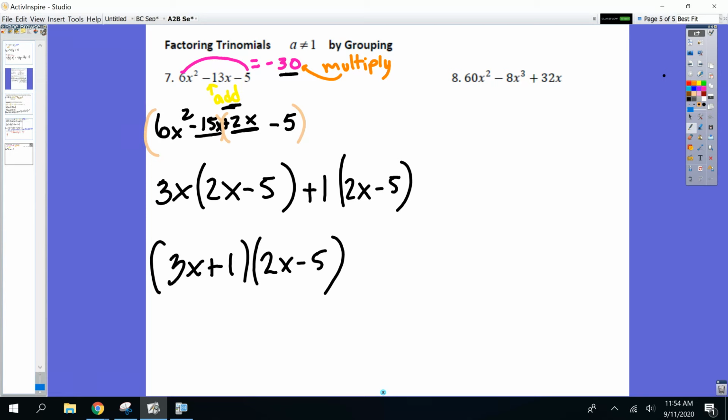I know we're not going to get to it, but on number 8, I would rearrange this first, so all the exponents go in order. Take out a GCF, then group. Take out a GCF, then go group. Any questions you have?